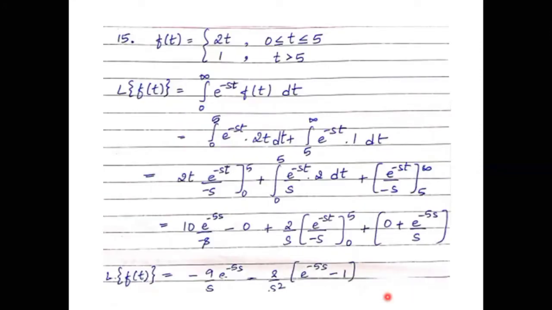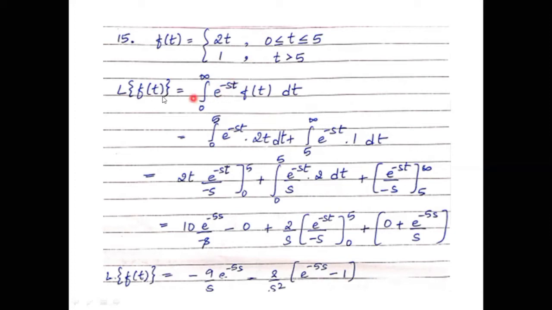Now we'll move on to split functions. This is an example of a split function. We won't have just one function, we'll have more than one function. When you're defining a single function for different intervals, see here you have two different intervals. From 0 to 5 you have f of t defined as 2t, and for t greater than 5 you have f of t defined to be 1. So this type of function is called a split function.